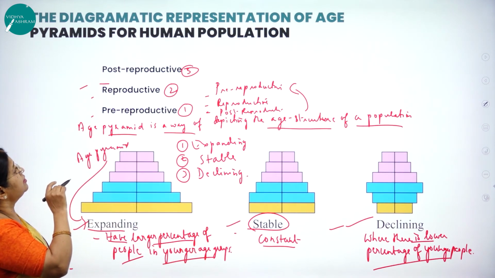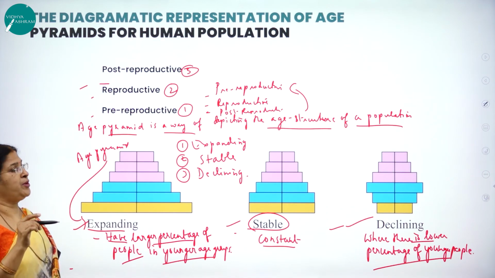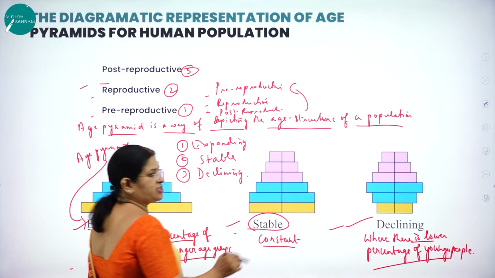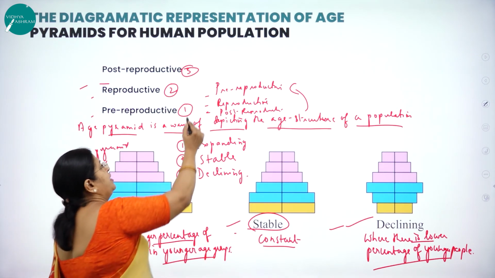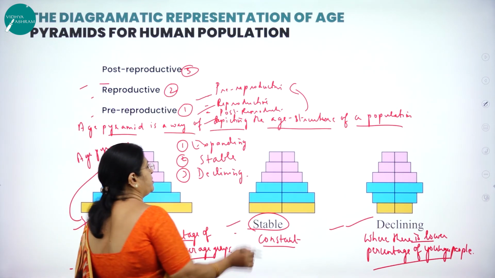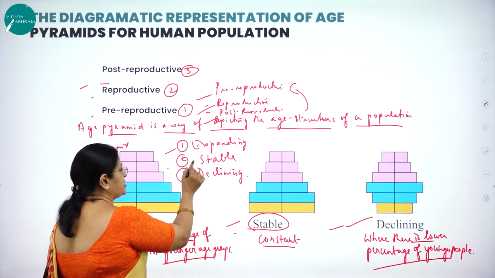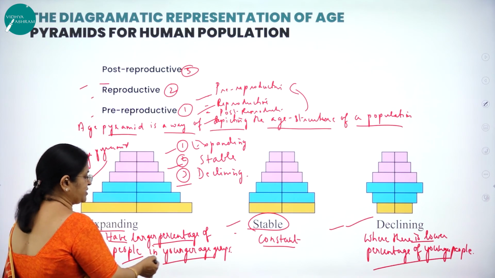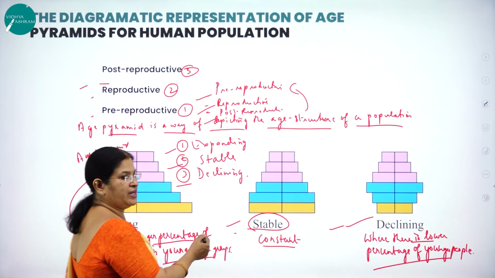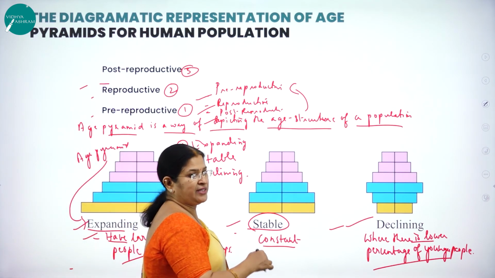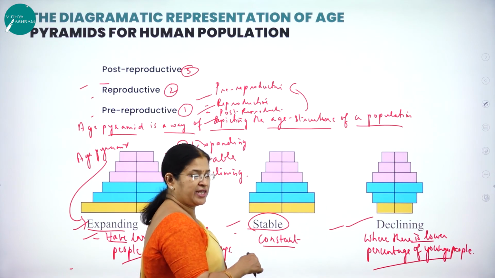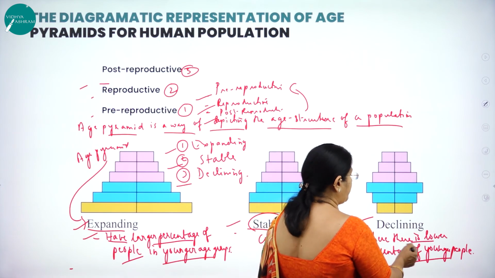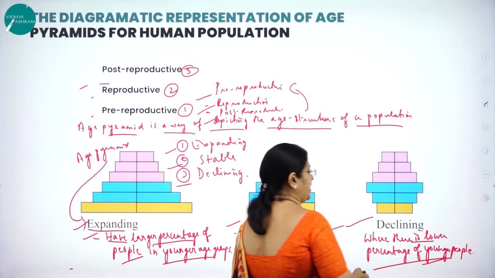So what are the 3 very important pyramids? Age pyramid is a way of depicting the age structure of a population, which is of 3 types: pre-reproductive, reproductive and post-reproductive, which might be expanding, stable and declining. When it is expanding, the population has a larger percentage of people in younger age. When will it be stable? Constant, neither larger nor lesser younger age group. Declining, when in a population there is a lower percentage of younger people.